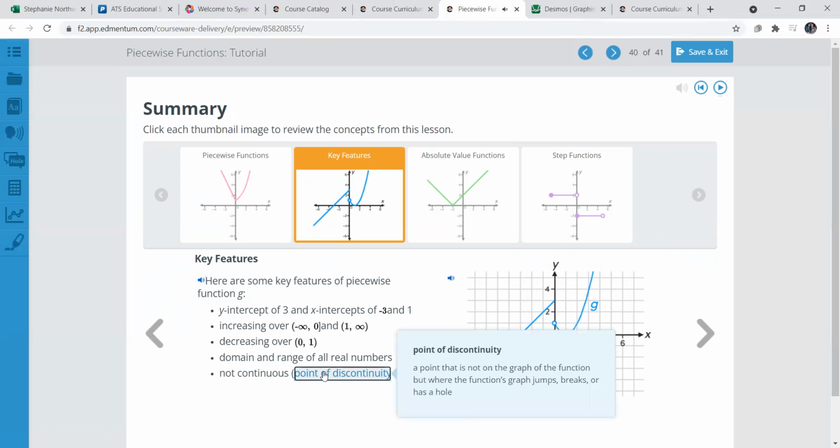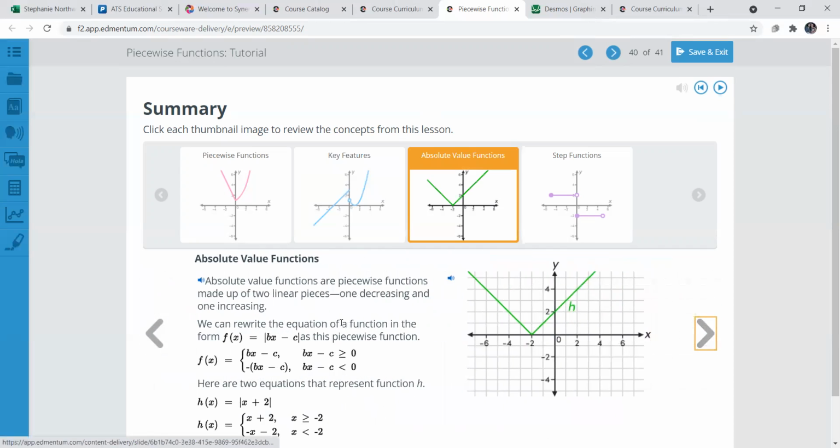Okay, let's look at this. The point of discontinuity, a point that is not on the graph of the function, but where the function graphs jump, breaks, or has a hole. Let's listen to absolute value.